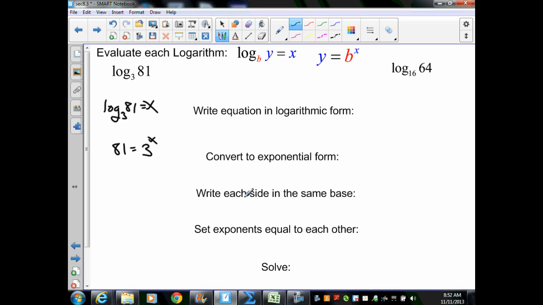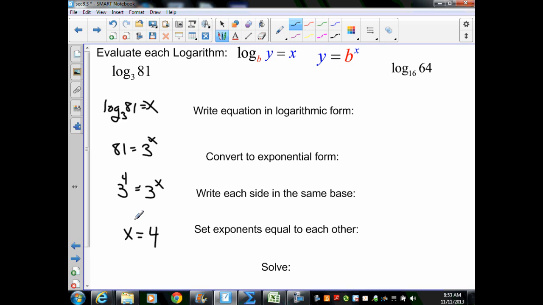Now I want to write each side in the same base. My base is 3, and the exponent is x. So I want to write 81 with a base of 3. So 3 to what power gives us 81? That would be 3 to the 4th. Set the exponents equal to each other. Since the bases are equal, the exponents must be equal. Therefore, x is equal to 4. And then we would solve, but this is already solved for.